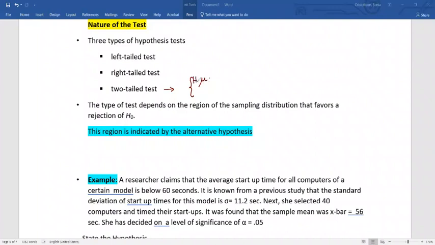H sub 0 will be mu equals some number k. H sub a will be mu is not k. This is the one that gives the direction of the test. The distribution associated with it will actually have both tails shaded. And this is actually very similar to what we learned when we talked about confidence intervals. Now let's take a look at these basic ideas on another example.